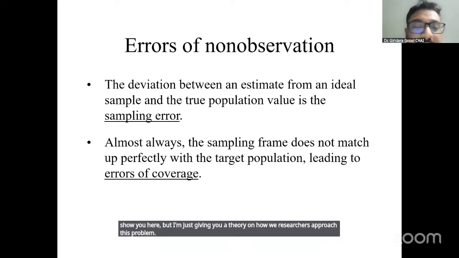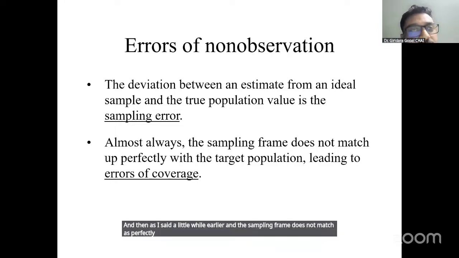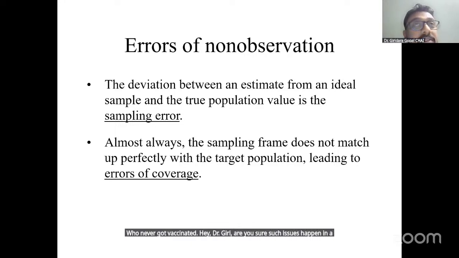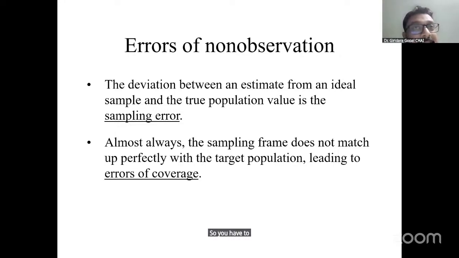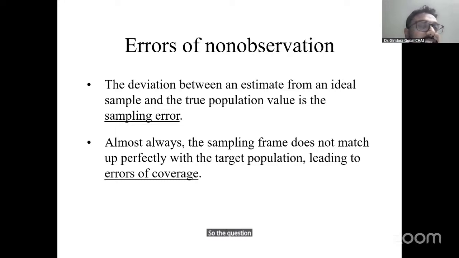And then, as I said a little while earlier, the sampling frame does not match perfectly with the target population. So, errors of coverage. For example, a very recent issue: there was a request from the Ministry of Health wherein they wanted to reach children who never got vaccinated. Hey, Dr. Giri, are you sure such issues happen in a country like India? Absolutely, yes. You have to go to the farthest tribal corners and the poorest sections of the community to witness that. So the question is, what is the burden of such children?